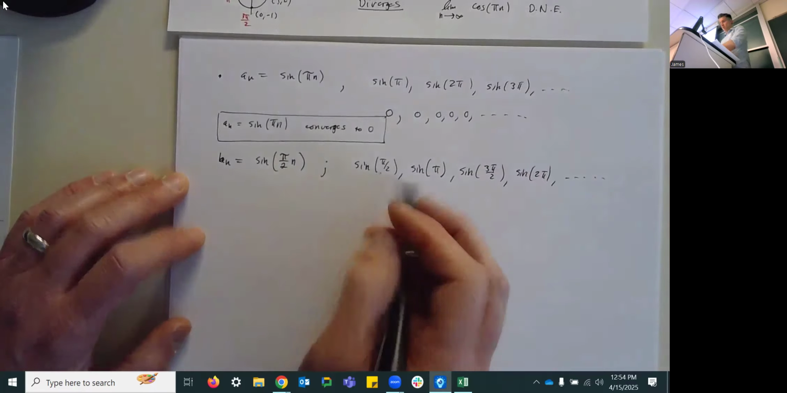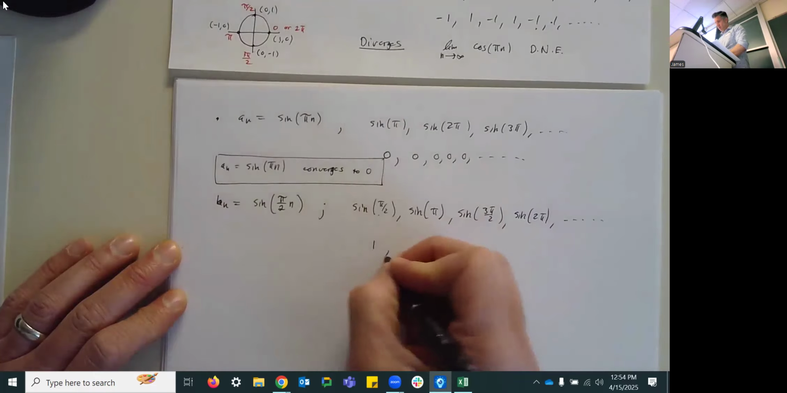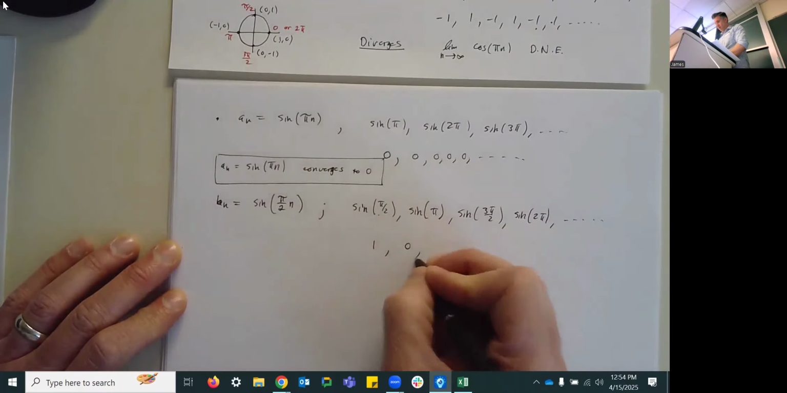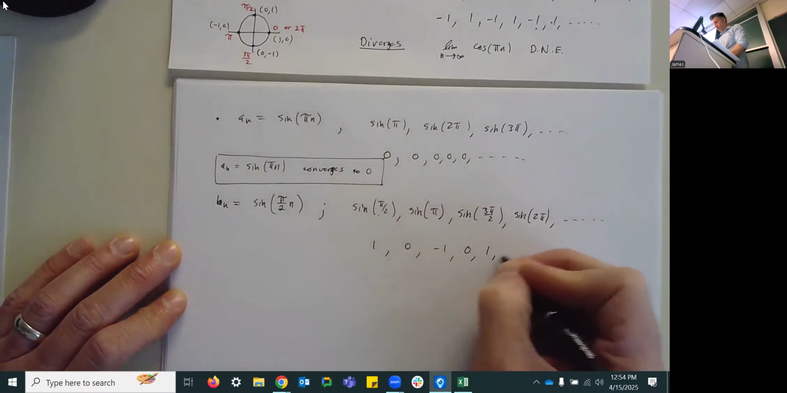And sine of pi over 2 is 1. And sine of pi is 0. And sine of 3 pi over 2 is -1. And sine of 2 pi is 0. And we just keep going around and around.